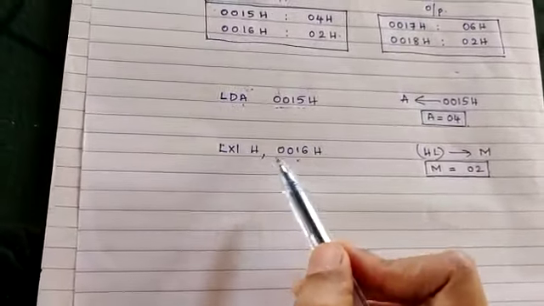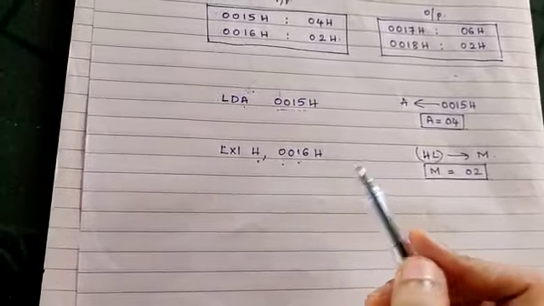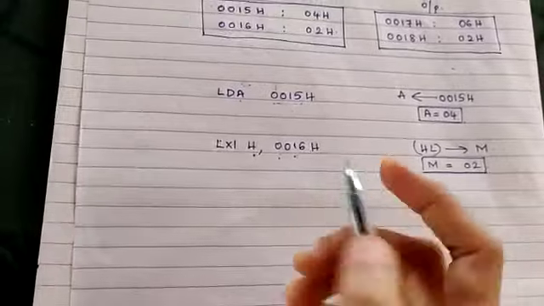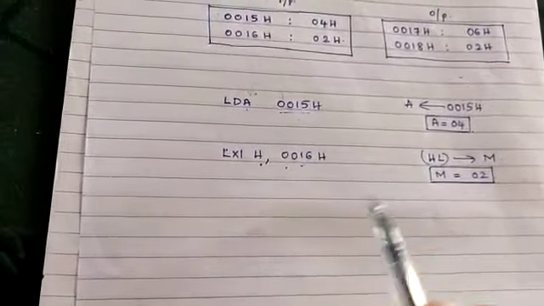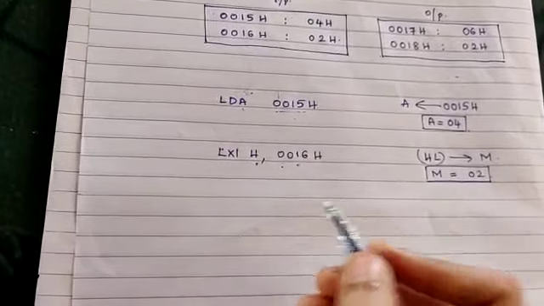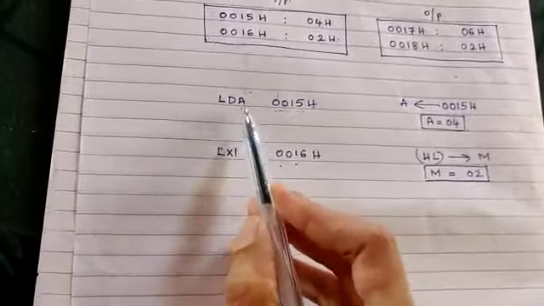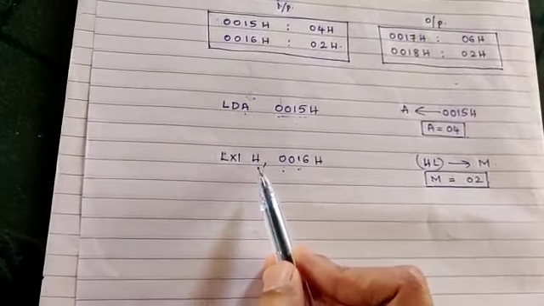So now we have loaded the first number, which is present in the accumulator. The second number is present in the memory address 0016, and now that we have both the data present here, we need to add them first. So which instruction will help me to perform addition now? Remember, the first number is in the accumulator and the second number is in M.